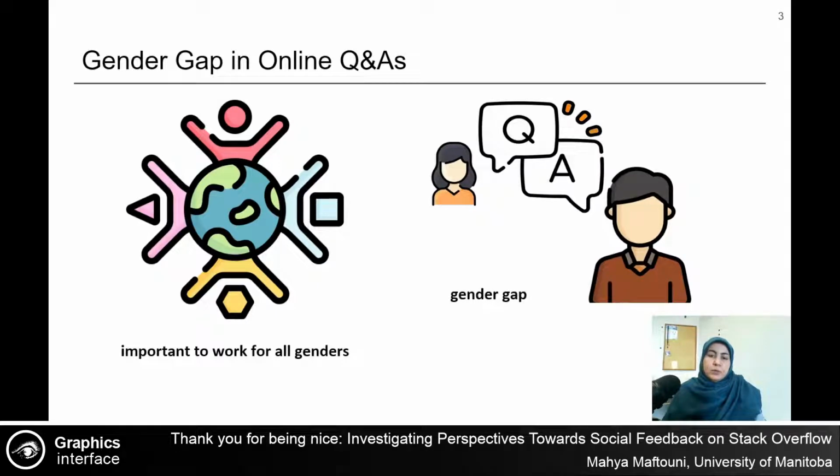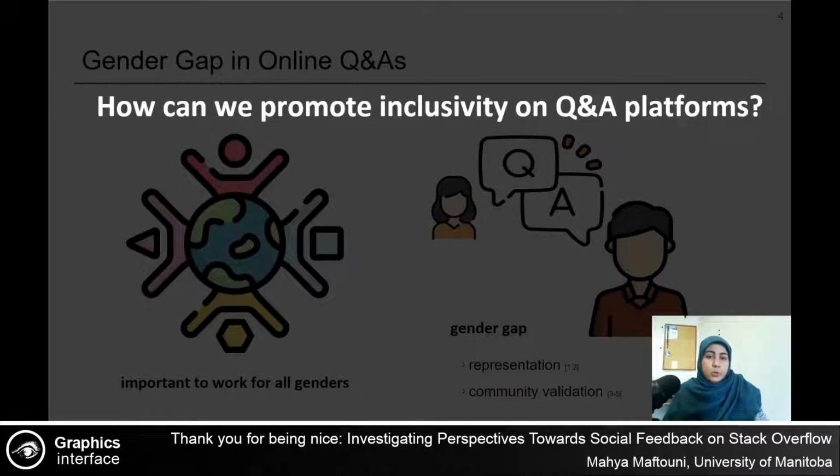For example, on Stack Overflow, less than 10% of members are women, which is much less than their actual presence in the information technology field. And women earn fewer reputation points on Stack Overflow, which is a kind of virtual reward on this site. So how can we promote inclusivity on Q&A platforms?